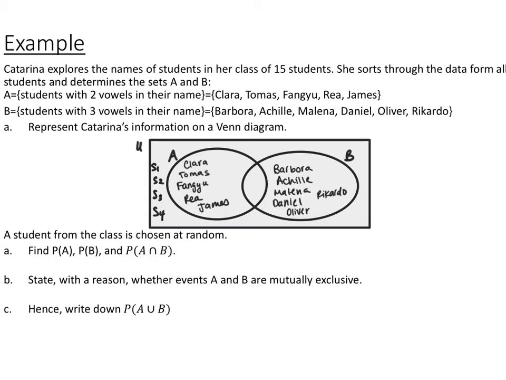So then given this information, find the probability that a student only has 2 vowels in their name, the probability that they only have 3 vowels in their name, and the probability of the intersection. And then using the information from the previous slide, decide whether or not events A and B are mutually exclusive, and then find the probability of the union.